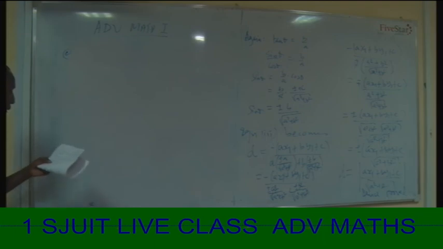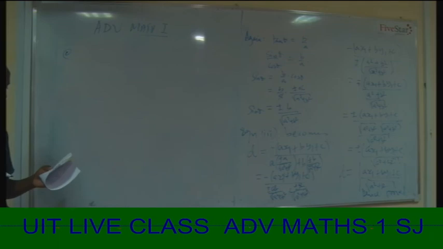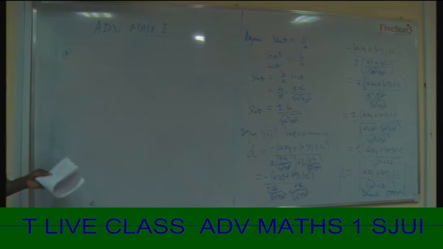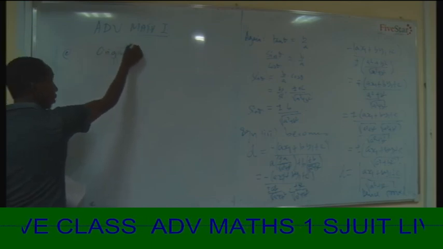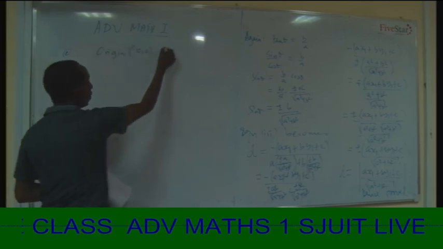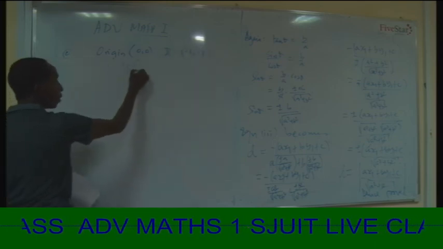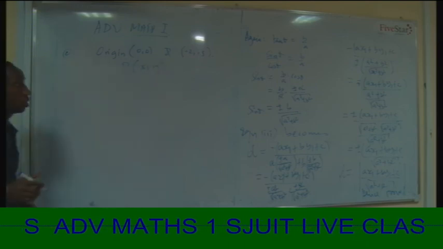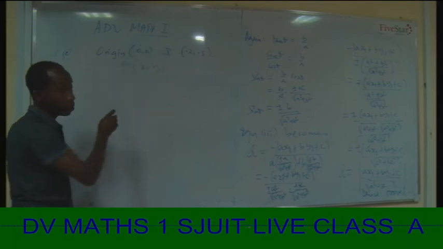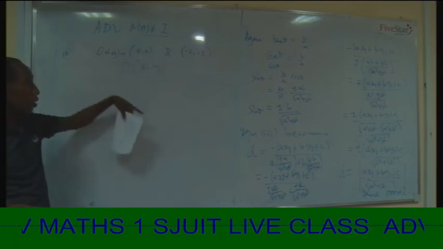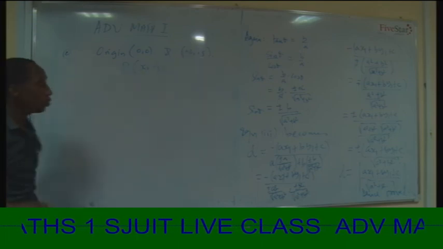See, the question is, what is the locus of a point which is equidistant from the point negative 2,5 and the origin? We know in mathematics the origin is 0,0 and the other point has coordinate negative 2,5. We need the locus of point P with coordinate x, y. The information that we have is that this point is equidistant from these two points, which means the distance from P to the origin is just the same as the distance from P to the point negative 2,5.